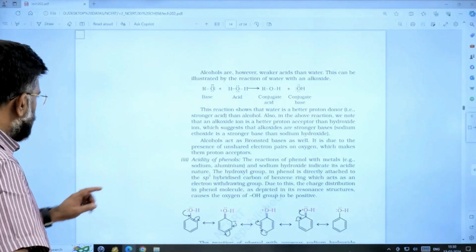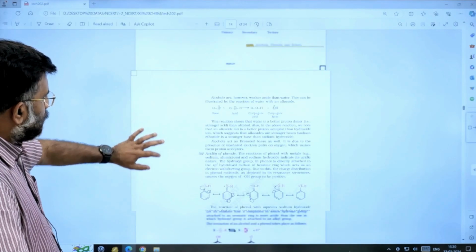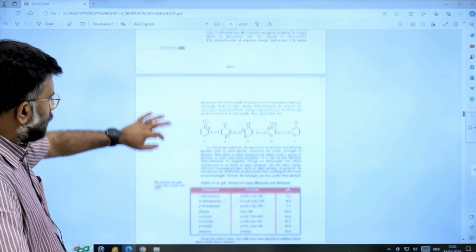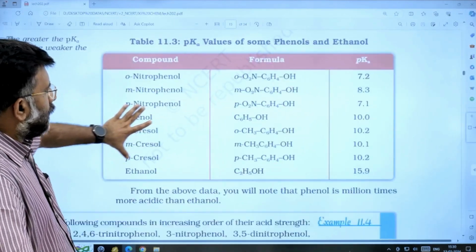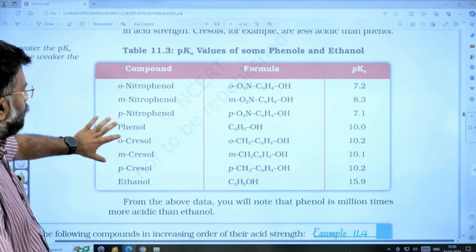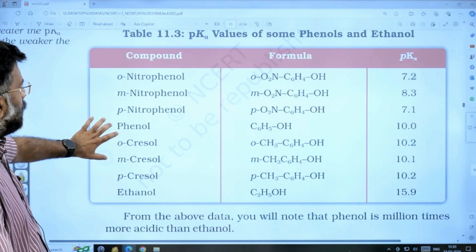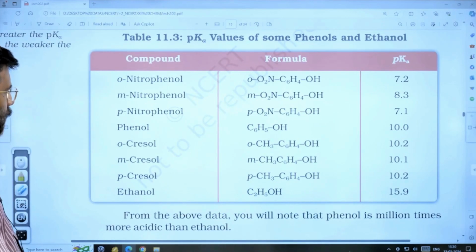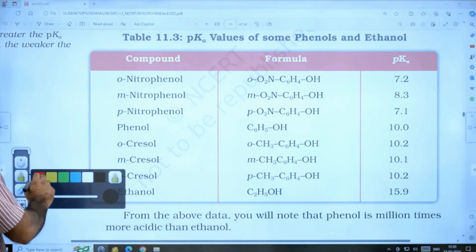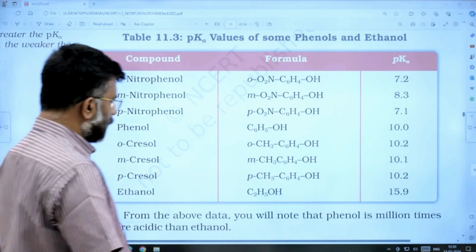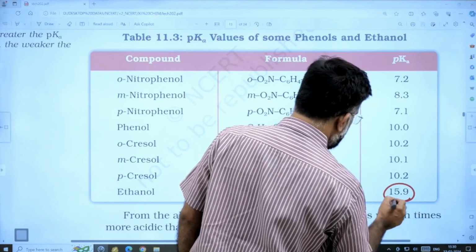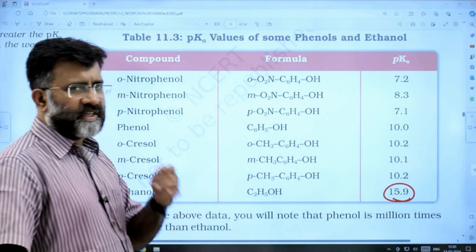That is about the relative acidic strength of alcohols, phenols and ethers. If you compare the data in table 11.3, it is very crystal clear. You see ethanol having a pKa value close to 16.